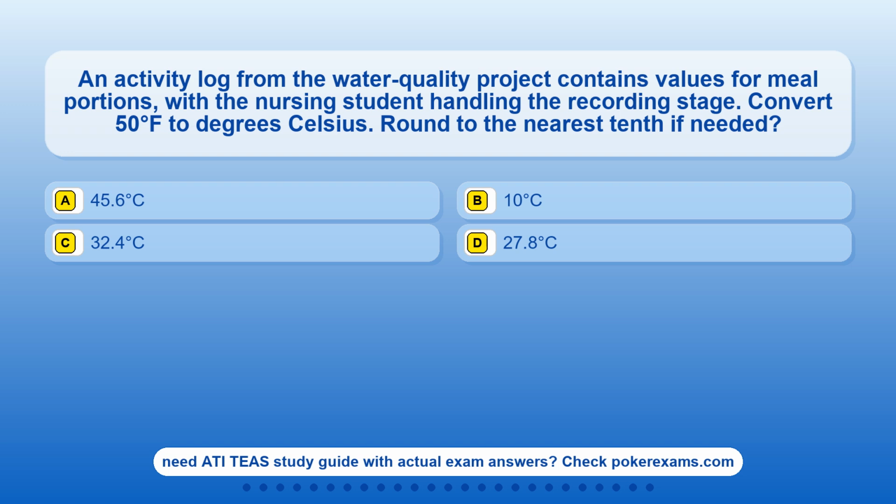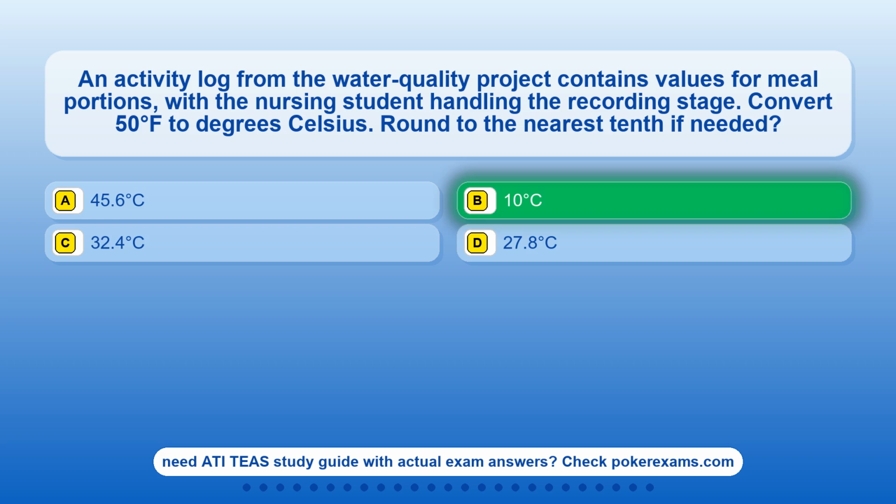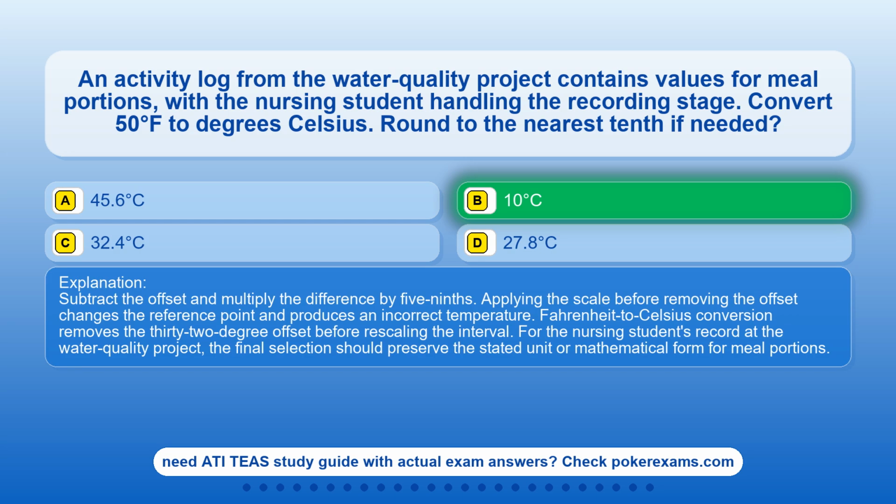Option A, 45.6 degrees Celsius. Option B, 10 degrees Celsius. Option C, 32.4 degrees Celsius. Option D, 27.8 degrees Celsius. The correct answer is option B, 10 degrees Celsius. Subtract the offset and multiply the difference by 5/9. Applying the scale before removing the offset changes the reference point and produces an incorrect temperature. Fahrenheit-to-Celsius conversion removes the 32-degree offset before rescaling the interval.